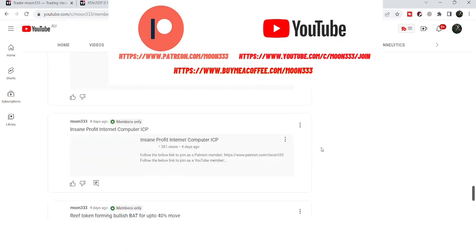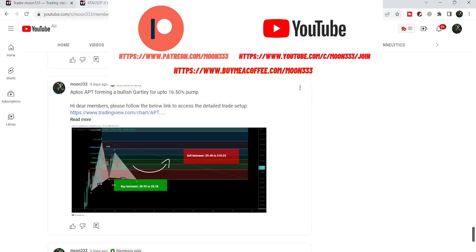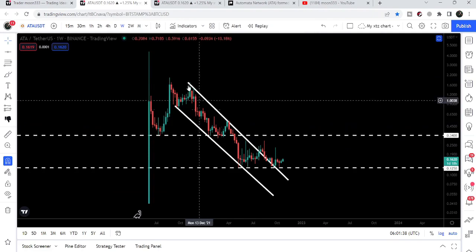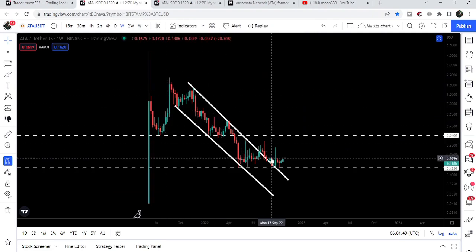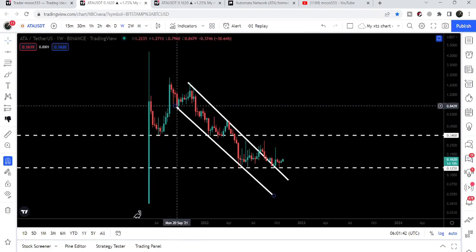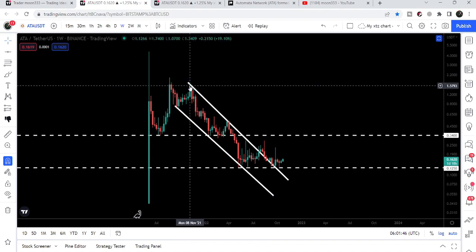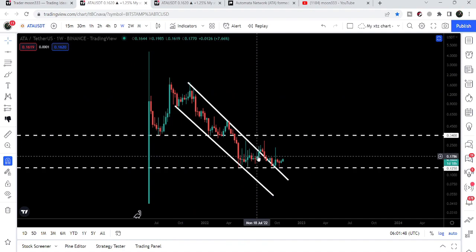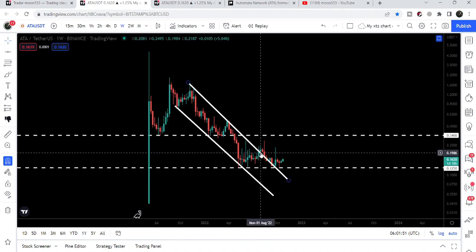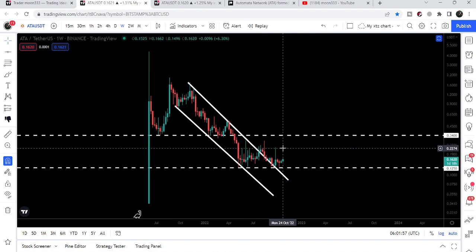So let's start the analysis, and first of all, let me begin with this weekly time frame chart. Here we can see that ATA formed a very long-term down channel. It entered the channel here in September 2021 and found the resistance in the month of November 2021, and recently it has broken out the resistance of this down channel in the month of August 2022, but could not continue its move to the upside.